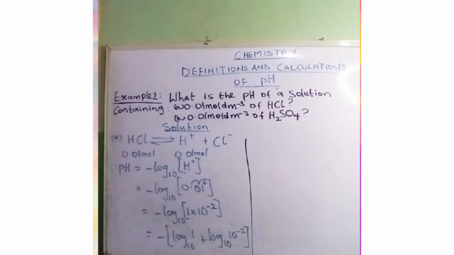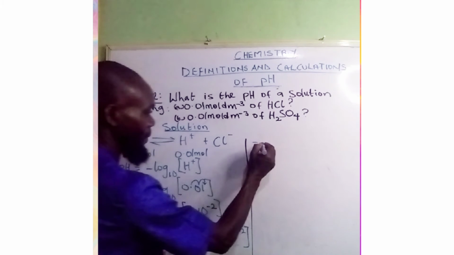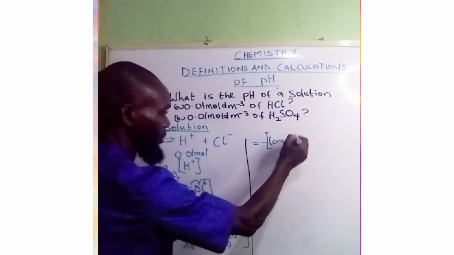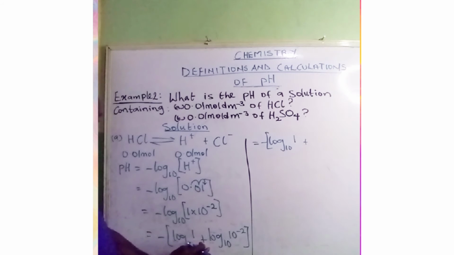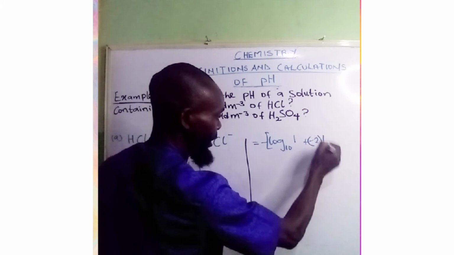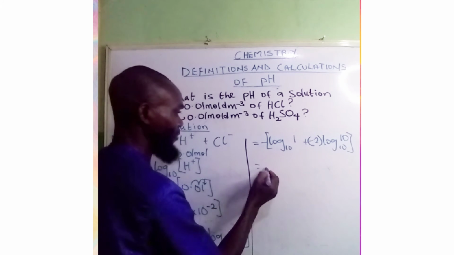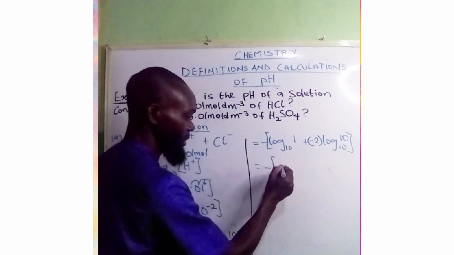So from here, let us proceed. We have our pH equals minus, open bracket, log to base 10 of 1, plus this minus 2, move forward, we have minus 2, then log 10 to base 10. So from here we have minus, open your bracket, log 1 to base 10 gives us 0.